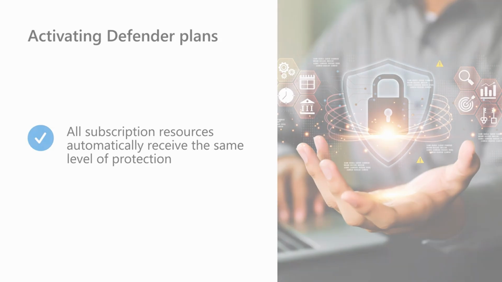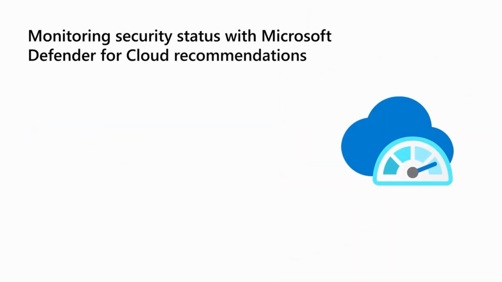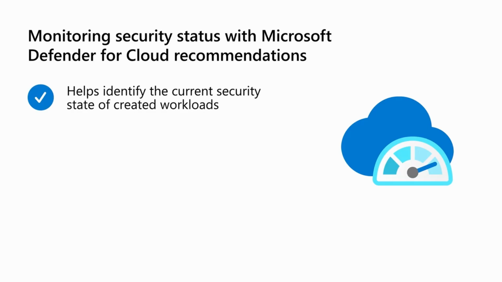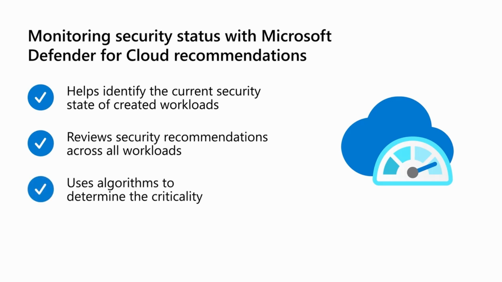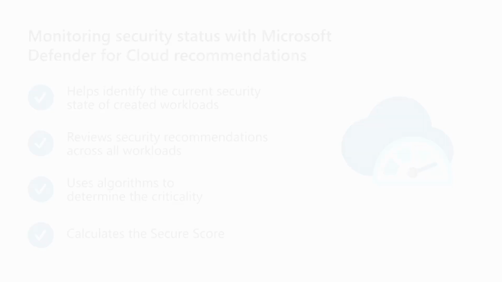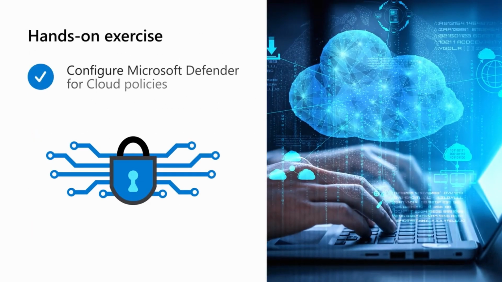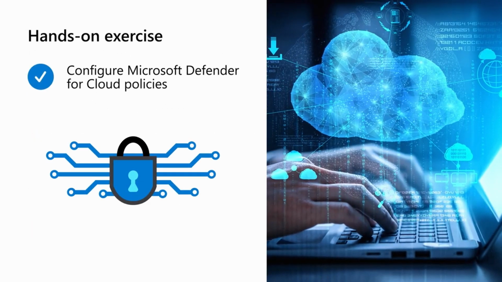Next, you went on to learn how to monitor your security status with Microsoft Defender for Cloud recommendations, which help identify the current security state of your created workloads. Microsoft Defender for Cloud reviews your security recommendations across all workloads, uses algorithms to determine the criticality of each recommendation, and calculates the secure score. Once again, you had the opportunity of a hands-on exercise where you practiced configuring Microsoft Defender for Cloud policies.